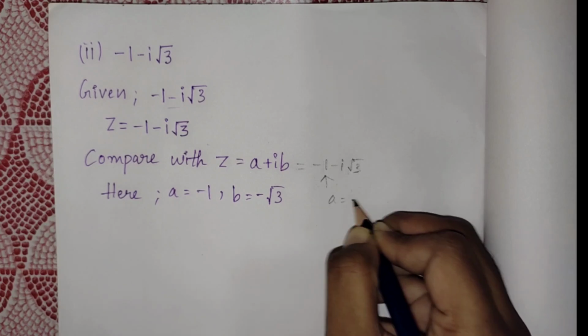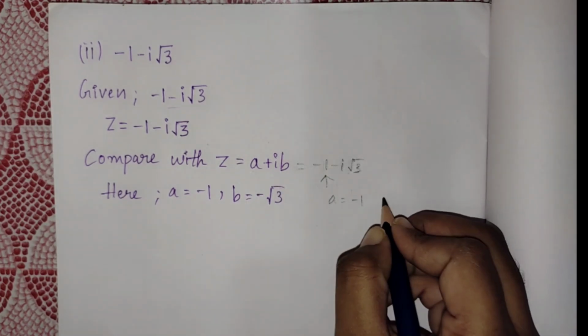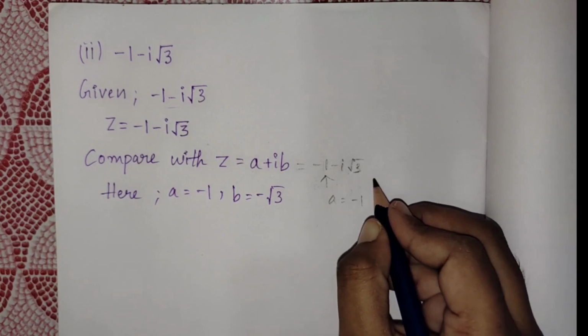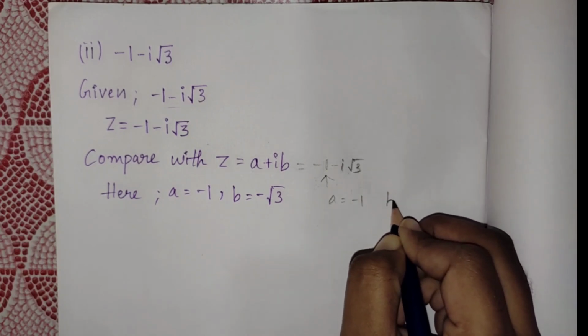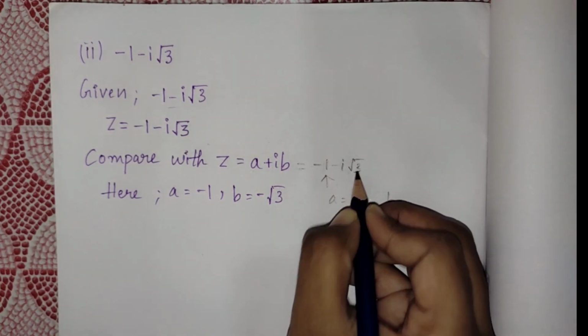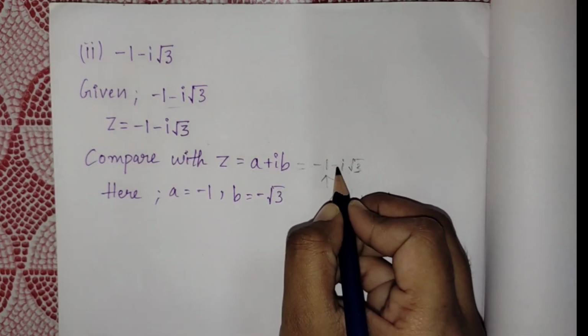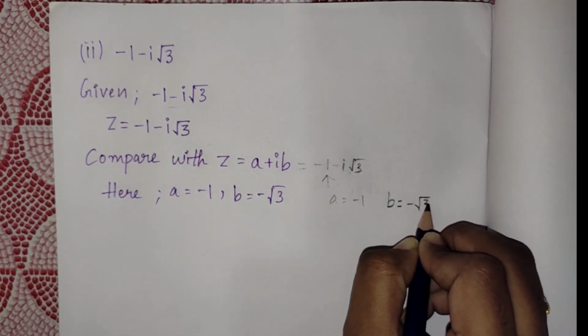A is equal to minus 1. A means minus 1. B is equal to minus, see here plus is there, but in question minus root 3.